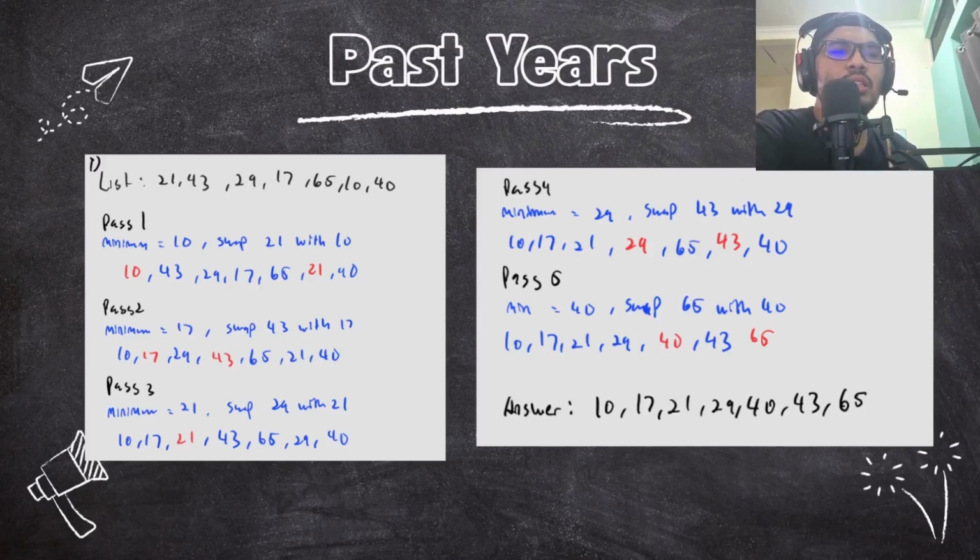On the third pass, the next smallest number after 17 is 21. So we swap the positions of 29 with 21. On pass 4, the smallest number is 29. So we swap 43 with 29. On the final pass, which is pass 5, the smallest number is 40. So we swap 65 with 40. So we got our final answer, which is 10, 17, 21, 29, 40, 43, 65, which is the ascending order.